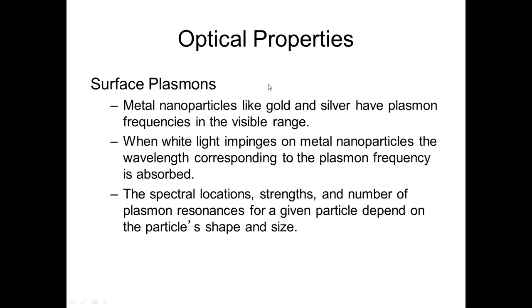Metal nanoparticles like gold and silver have plasmon frequencies in the visible range. We'd like to use those materials because they're moderately easy to manufacture and moderately benign to biological entities, so they're used quite often for biotagging. When white light impinges on metal nanoparticles, the wavelength corresponding to the plasmon frequency is absorbed. The spectral locations, strengths, and number of plasmon resonances for a given particle depend on the particle shape and size, and that's important. We're going to look in a little bit at how that elicits unique colors.